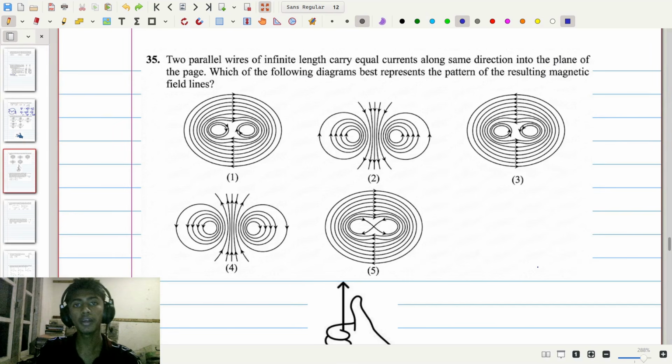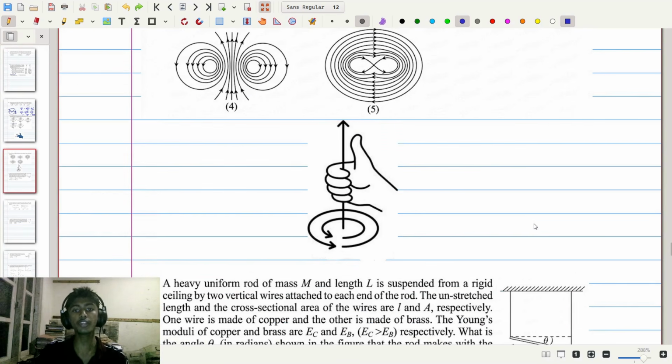Now to solve this one, we know the right hand corkscrew rule, aka the right hand grip rule. This rule says that if you have conventional current I flowing through a wire and you take your right hand and grip the wire such that your thumb is pointing in the direction of the current, then your fingers will curl in the direction of the magnetic field. So here we can see our thumb is pointing upward, and when that happens, the fingers will curl around the wire in the direction of the magnetic field, which is curling in this case around like this.